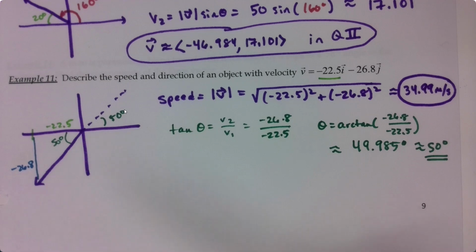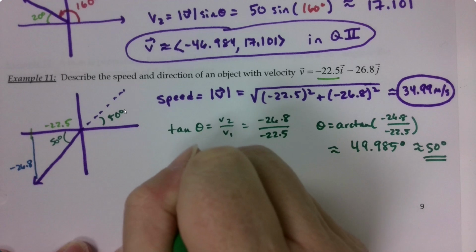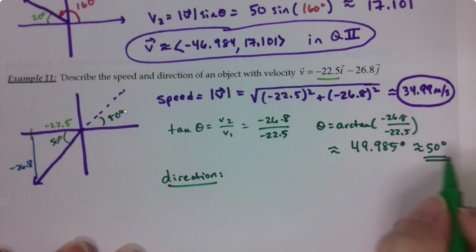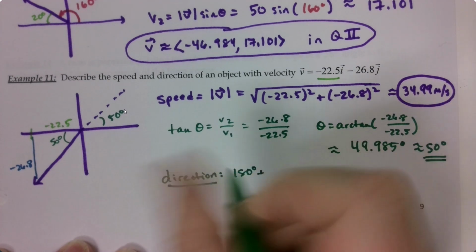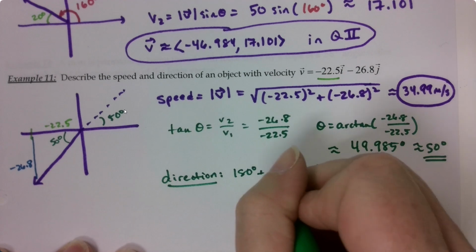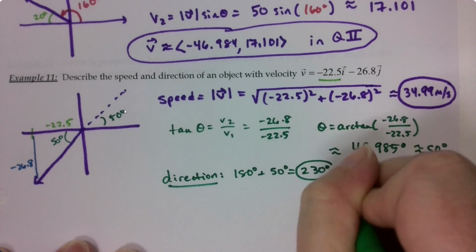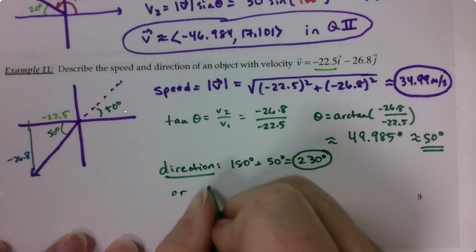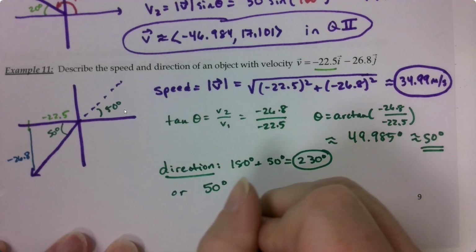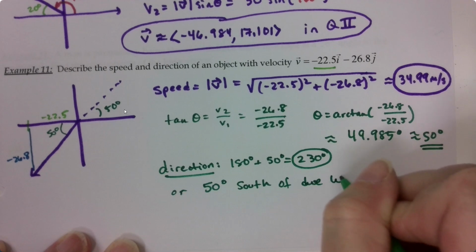Okay, so how would I write the direction, right? And what angle is this? Well, your direction is actually the 50 degrees, which is right here, plus 180 to get you all the way around. So 180 plus 50 makes 230 degrees. So the way we write that is 50 degrees south of due west.